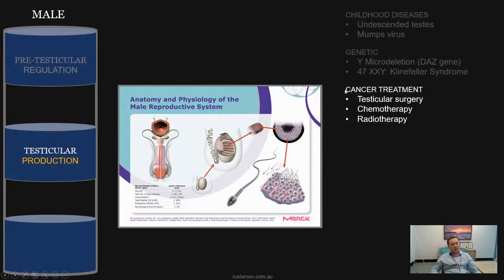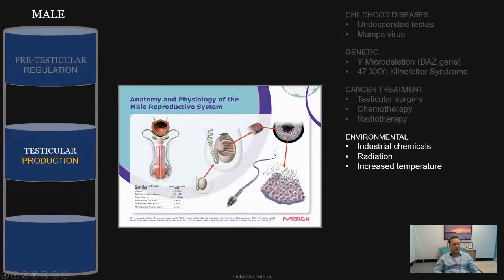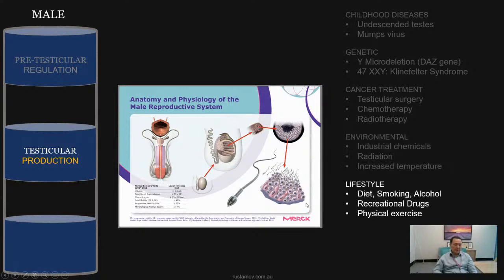The next category is treatment for cancer, like surgery for testicular cancer. Chemo and radiotherapy can be very damaging to testicular tissue. Environmental causes include industrial chemicals. Working in an environment with increased radiation or increased temperature can damage the testis and affect sperm production.